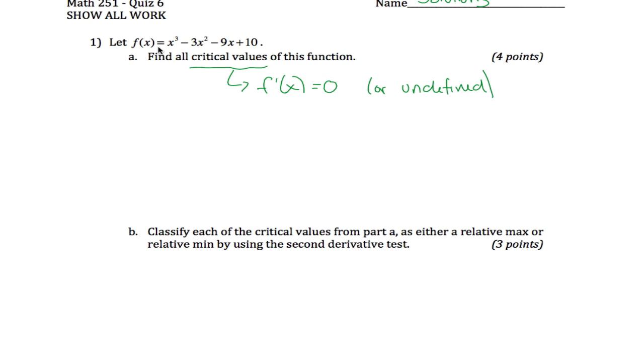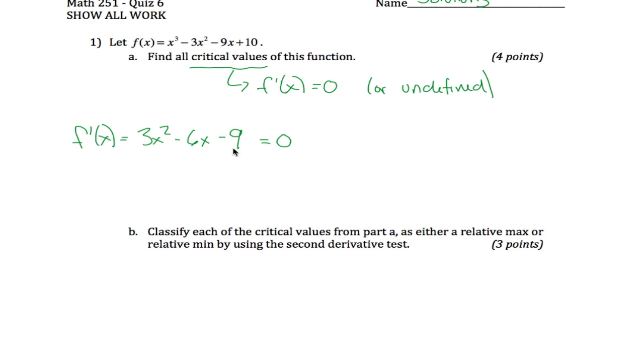Fortunately for us, the first derivative of a polynomial function will always be defined, so we don't have to worry about this one. We just need to know when f prime of x equals 0. F prime of x is easy enough to figure out. The derivative of this polynomial is 3x squared minus 6x minus 9. So we want to know when that equals 0.